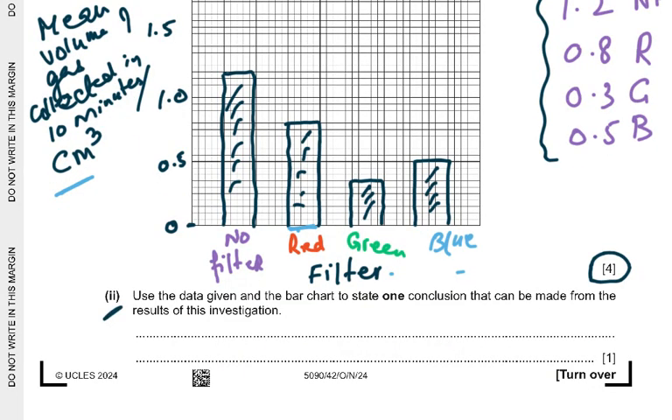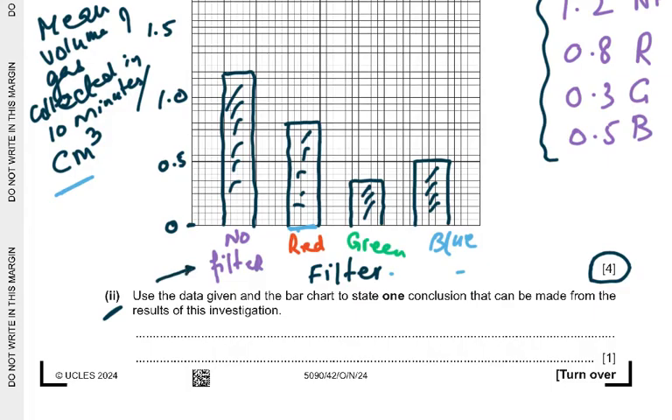Then they've asked you in part 2, use the data given in the bar chart to state one conclusion that can be made from the results of this investigation. Of course, there are many conclusions, but basically all is green light, least photosynthesis, or you could have said different color cause different rates of photosynthesis, or you could have said normal light had the highest rate of photosynthesis when there was no filter. The normal light, when there was no filter, here you can see it here, there was the highest rate of photosynthesis.